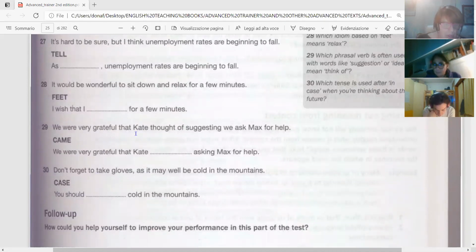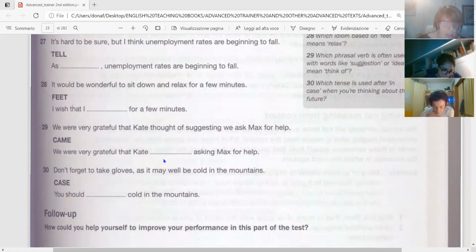Okay. 29. We were very grateful that Kate thought of suggesting we ask Max for help. Came. The advice is which phrasal verb is often used with words like suggestion or idea to mean think of. So we were very grateful that Kate came up with the suggestion of asking Max for help.